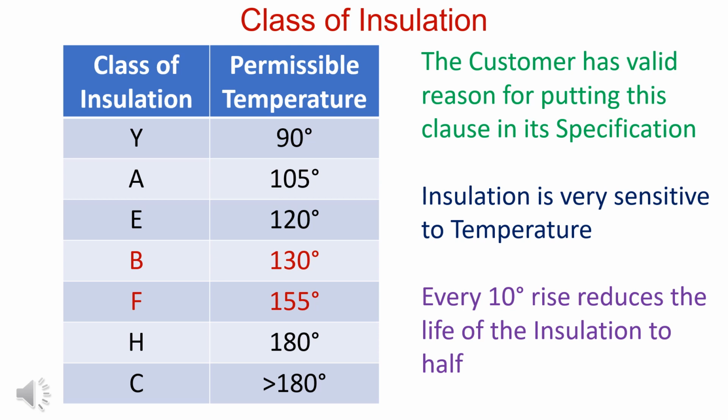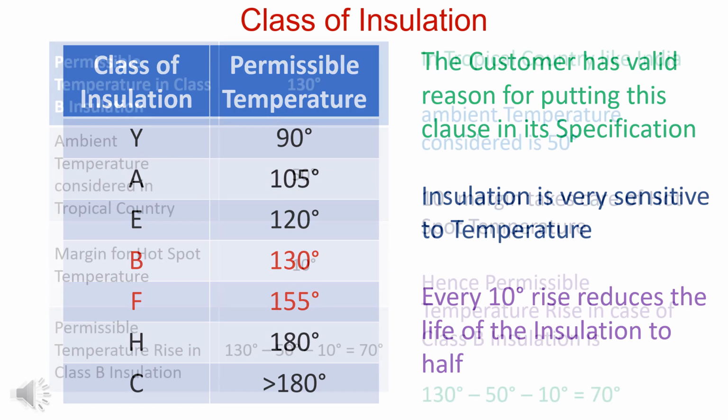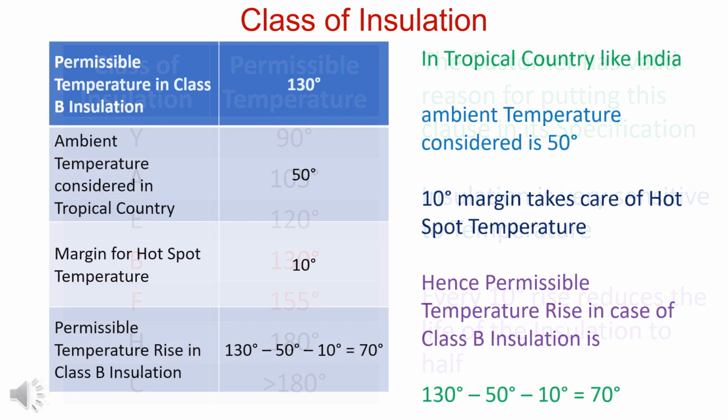The customer is absolutely right. Insulation is very sensitive to temperature. Every 10-degree rise above the permissible temperature reduces the life of the insulation to half. In class B insulation, permissible rise in the generator is 70 degrees centigrade, considering 50-degree ambient temperature and 10-degree margin for hot spot temperature.